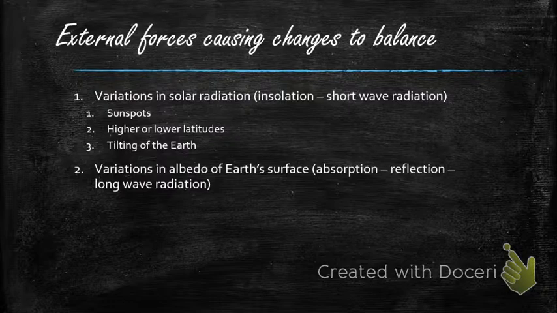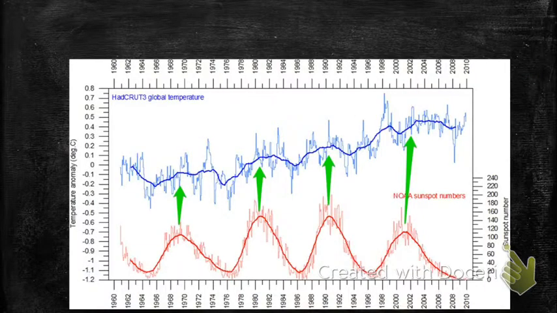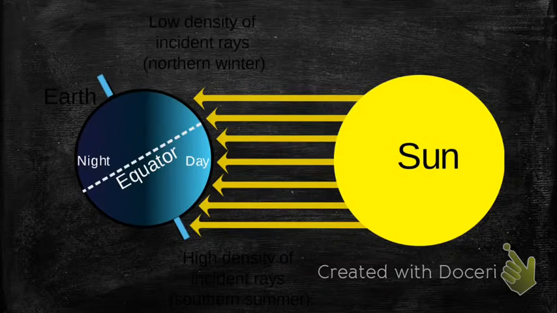These can be variations in solar radiation, such as sunspots, changes in latitudes or tilting of the Earth. We also have variations in the albedo of the Earth's surface. In discussing the variations in insolation, we first can observe variations in energy emitted by the sun. These variations can occur due to sunspots. There is recent evidence to show that 11-year cycles of sunspots correspond with increasing global temperatures. Another contributing factor to the amount of energy received from the sun would have to do with the distance from the sun to the surface of the earth or the earth's atmosphere.